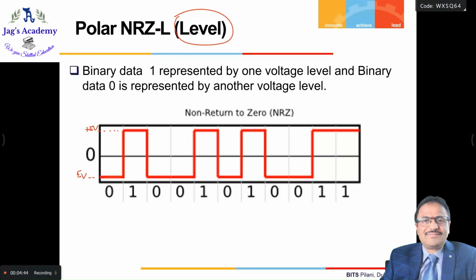Always, when you represent your data in terms of polar NRZ level, it looks like this. You have to remember this, because there are nearly 10 types of representation you are going to see. These 10 types, you have to remember. There is a possibility that they get confused, so you have to remember each particular method. Polar NRZ level. Have you understood this? Hoping you understood this. Let us go to the next.